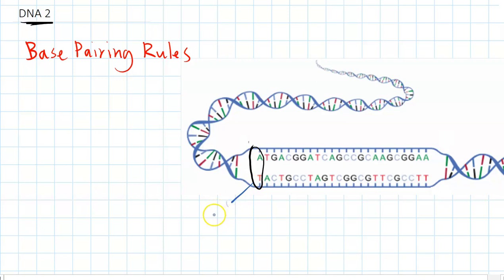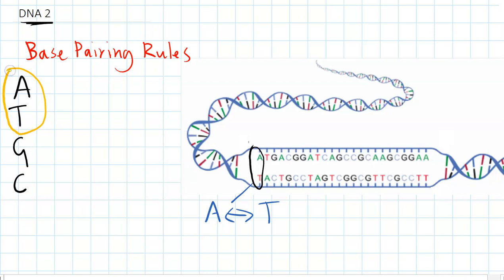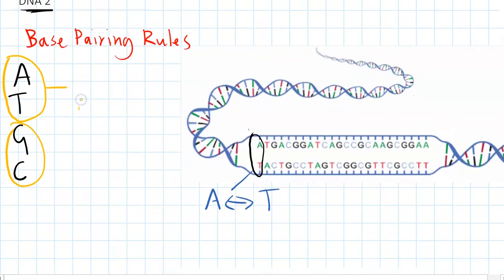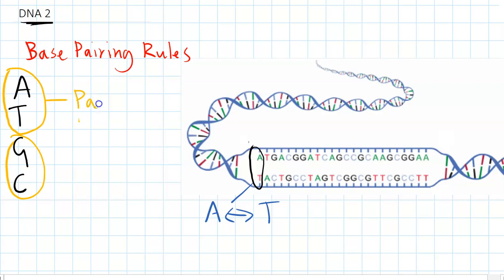Like you can see here, we've got A for adenine paired with T, which is thymine. So remember, we should know all the bases by now. We've got adenine, thymine, guanine, and cytosine. And what scientists discovered is that adenine always pairs with thymine and guanine always pairs with cytosine. So A and T always pair and G and C always pair.